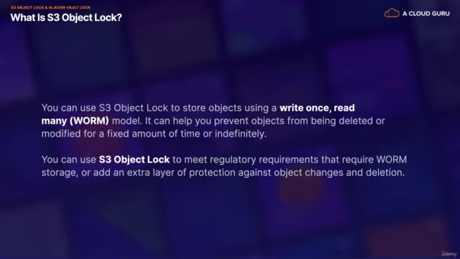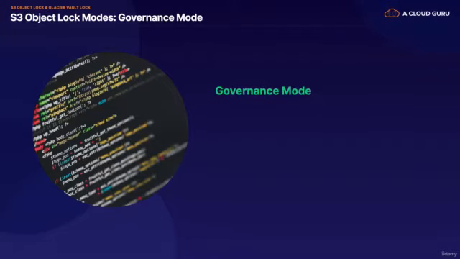So you can use S3 Object Lock to meet your regulatory requirements that require WORM storage, or you can use it to add an extra layer of protection against object changes and deletion. And it comes in a couple of different modes.